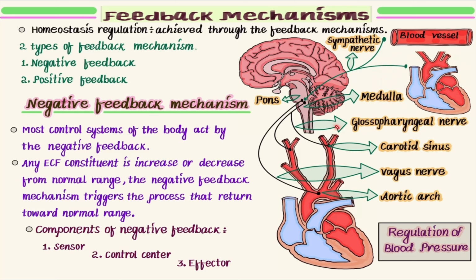Like that, a decrease in blood pressure in the aortic region of the arteries sends signals to the brain, which causes stimulation of the vasomotor center. Then the number of impulses transmitted through the sympathetic nerve to the blood vessel and heart increases. This effect causes constriction of the blood vessel and increases the pumping activity of the heart. These two effects cause an increase in the blood pressure.